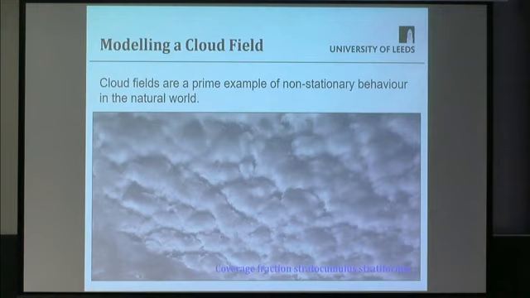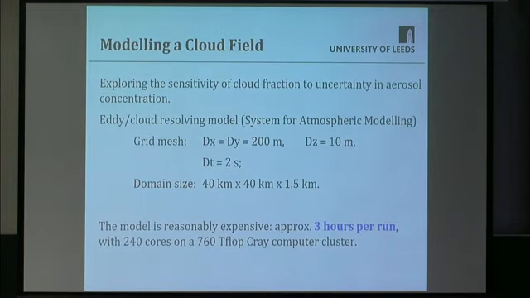So clouds are notoriously difficult to model because of the non-stationarity in the processes. In particular, we're going to look at this coverage fraction from a particular model. So this is where we've got a genuinely expensive computer model. I'm told that it takes 3 hours per run with 240 cores on a 760 teraflop Cray computer cluster, which is supposed to be really, really impressive, and I'm sure it is.